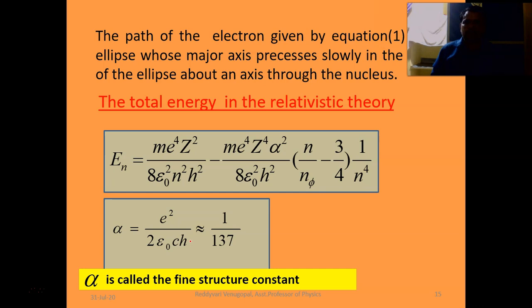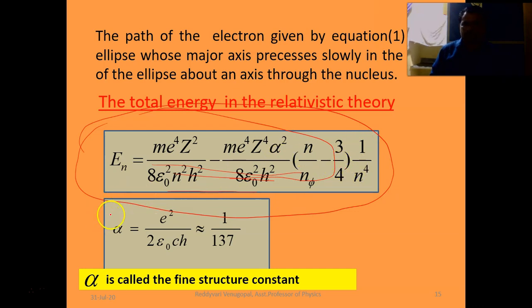So the total energy in relativistic theory: by considering the relativistic part, Sommerfeld arrived at this equation, that is E_n is equal to m e^4 Z^2 divided by 8 epsilon naught square n square h square, minus m e^4 Z^4 alpha square divided by 8 epsilon naught square h square into n by n_phi minus 3 by 4 into 1 divided by n to the power of 4.